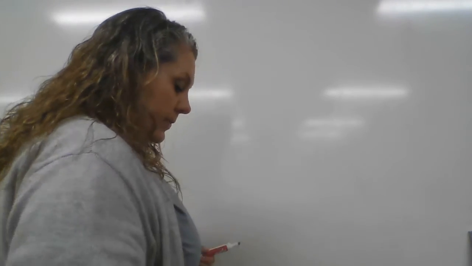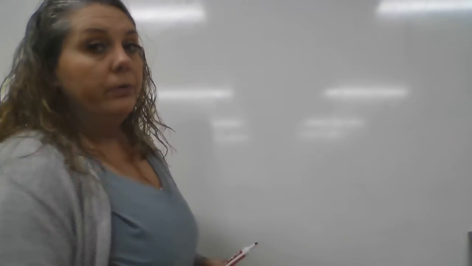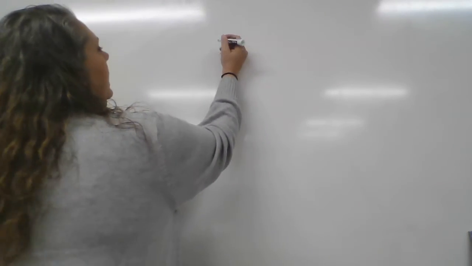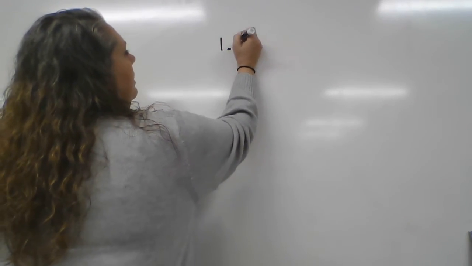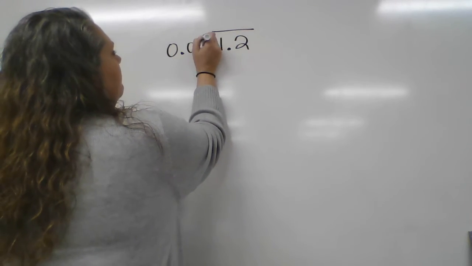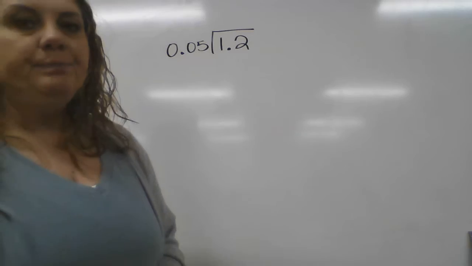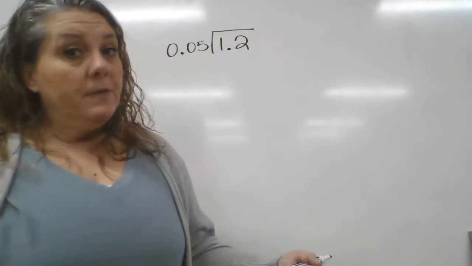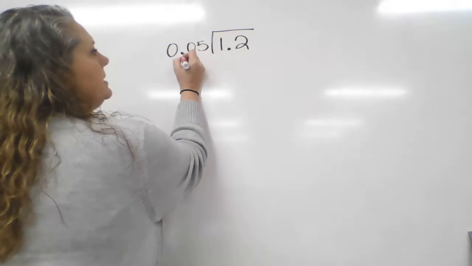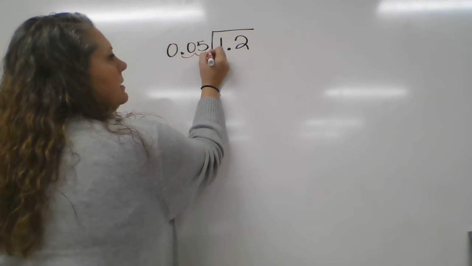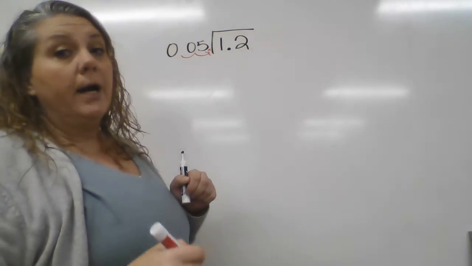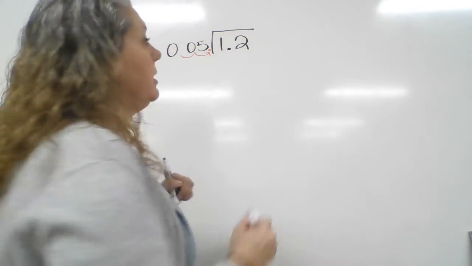Okay, so you're probably wondering, well, what if it moves more than one time? Okay, so let's see. What if I have 1.2 divided by 0.05? Okay, so same thing applies. We can't have a decimal on the outside of the box, so I'm going to move it. Well, this time I have to move it 2 places. Well, if I move it 2 places on the outside of the box, I got to move it 2 places on the inside of the box.